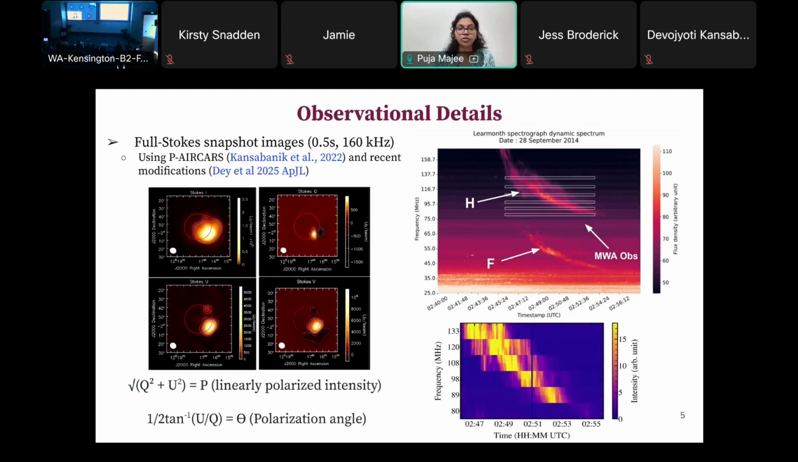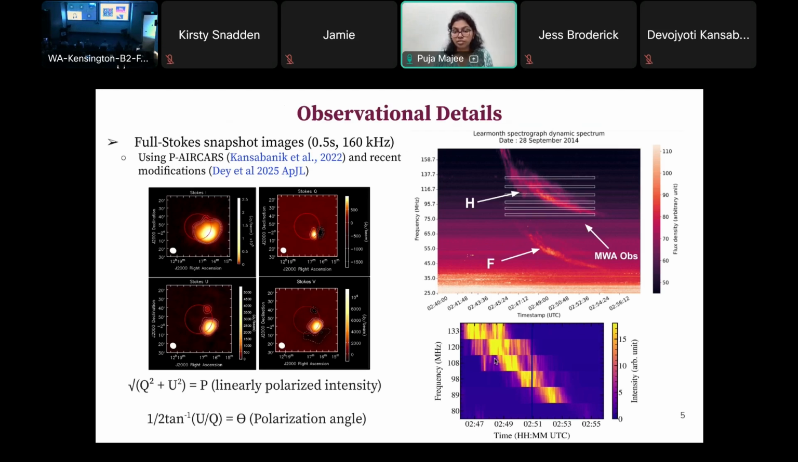So here let's talk about the type 2 event. This is the dynamic spectrum of the type 2 event, and this was captured by the Learmonth spectrograph on 28 September 2014, at a time when MWA was in phase 1 mode. As you can see here, this is the harmonic emission and this is the fundamental emission. These rectangular boxes are the 6 spectral bands in which MWA observed this type 2 emission.